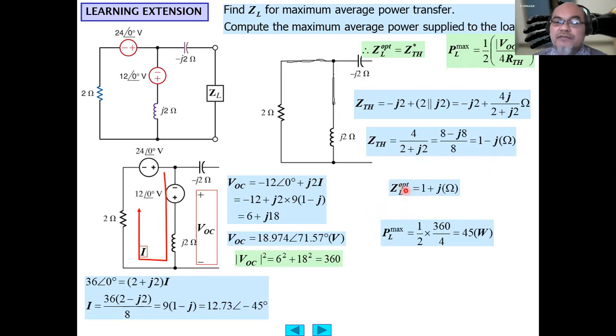The maximum power, when the Z optimum of the load equals the conjugate of the ZTH, will be equal to half times the VOC squared, 360, divided by 4 times RTH. RTH is the real part of the ZTH, which is 1 here. So 4 times 1. Then the maximum average power supplied to the load should be equal to 45 watt.